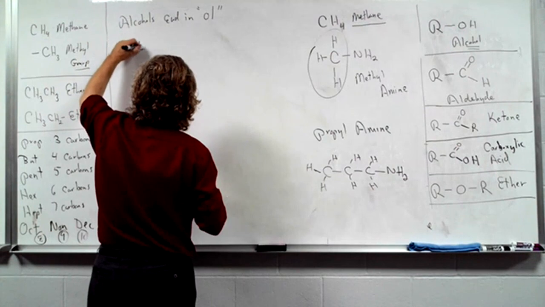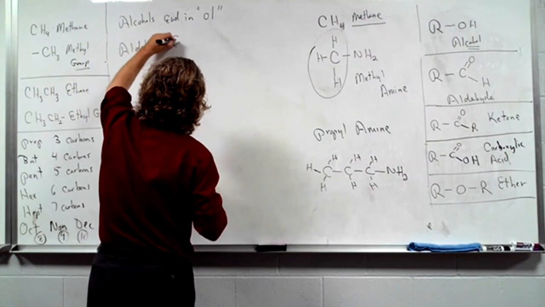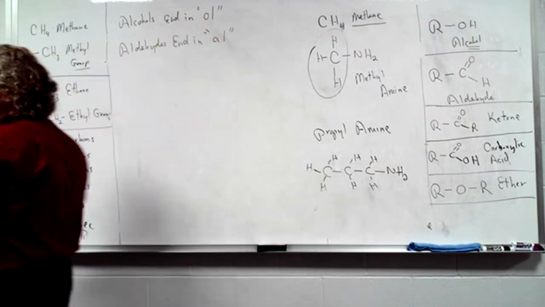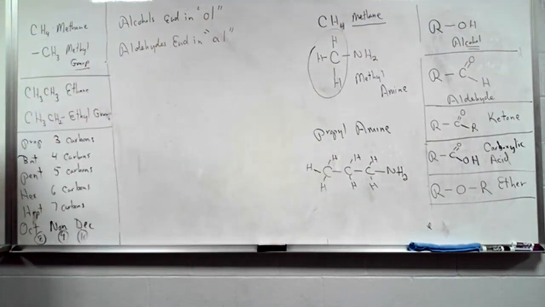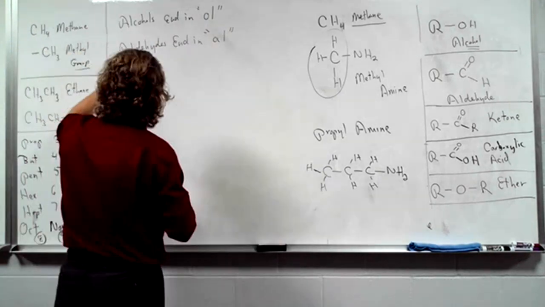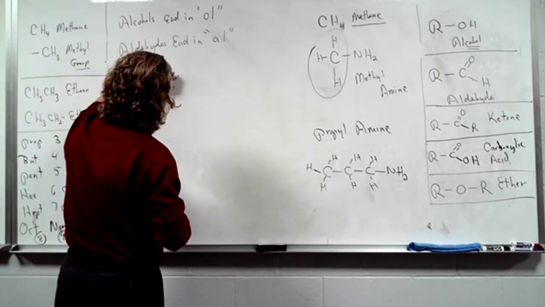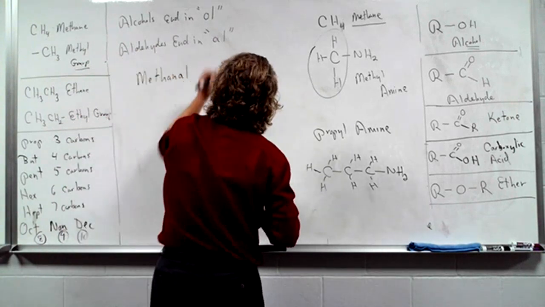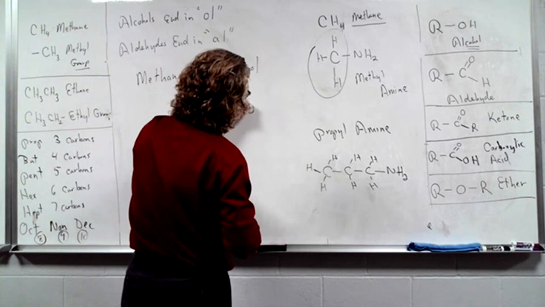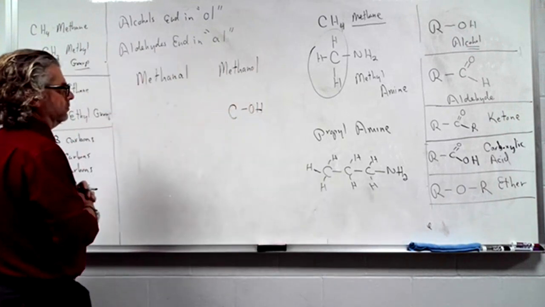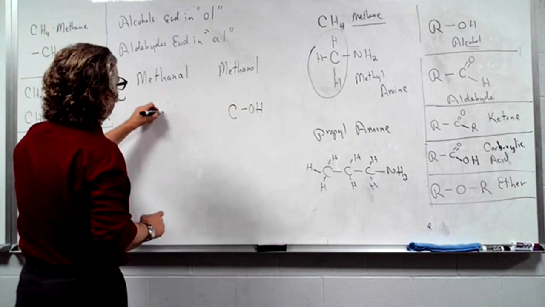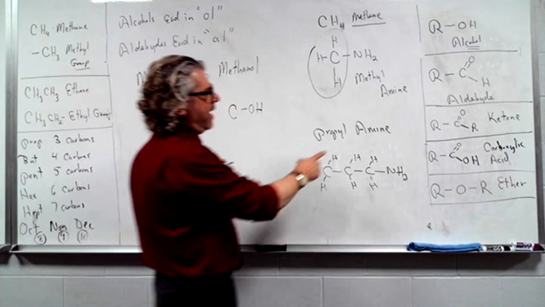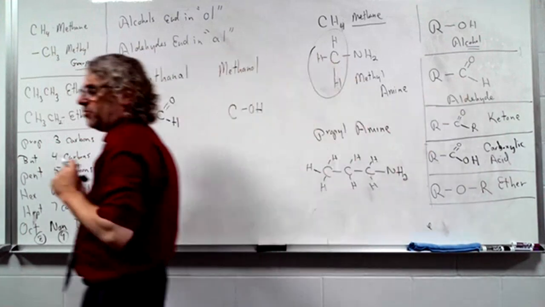Aldehydes end in -al. So let's say I said methanal, and I said methanol. Methanol, one carbon with an OH. Methanal, one carbon with a C double bond H, because aldehydes are at the end of a chain, C double bond H.